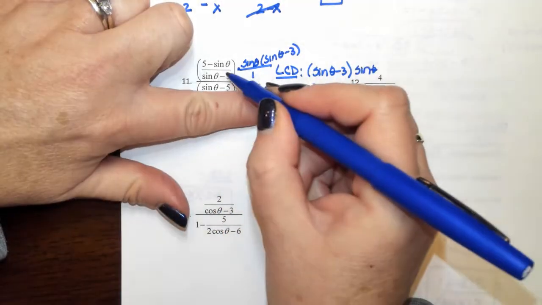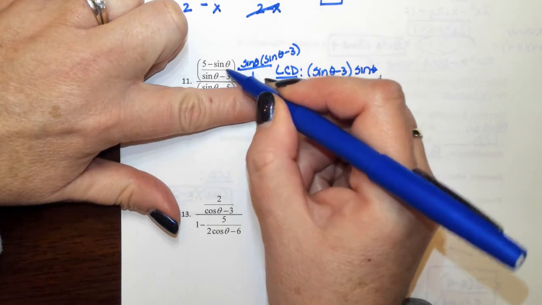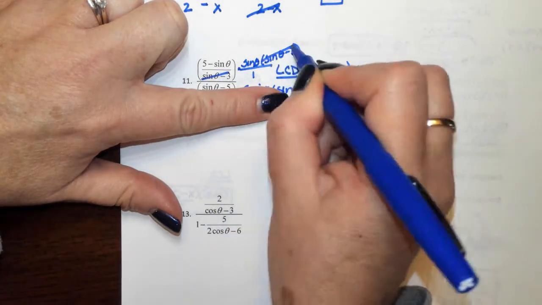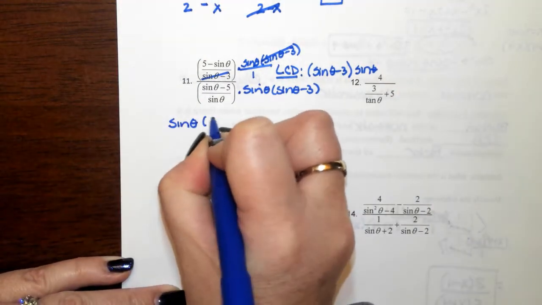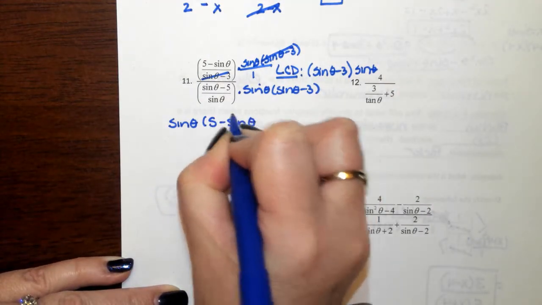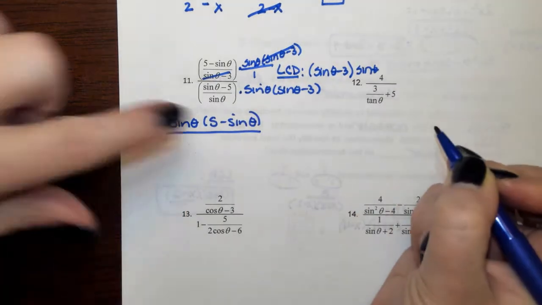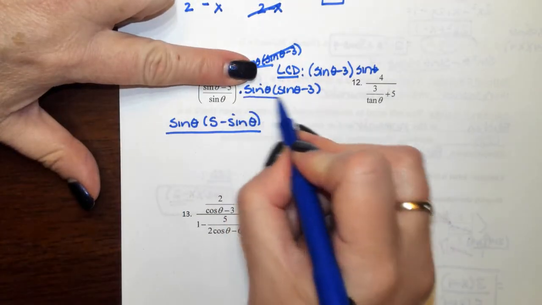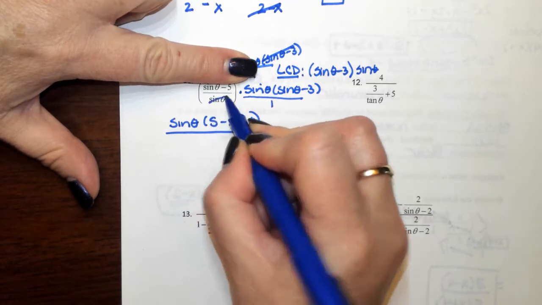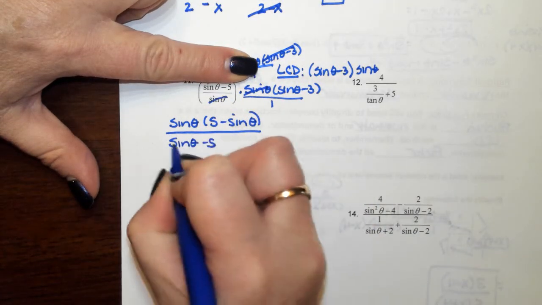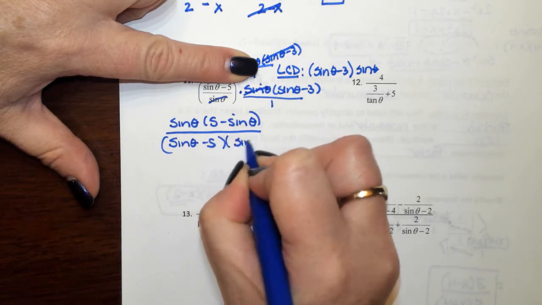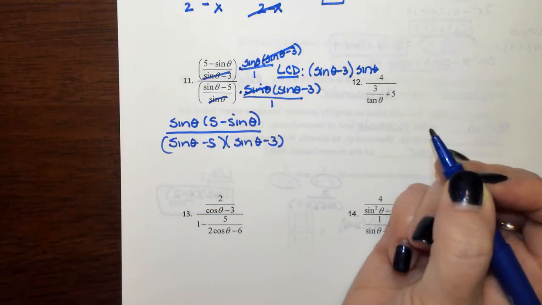So again, in the numerator, when you multiply the LCD by the fraction, the sine theta minus 3 is going to cancel. And I'm left with sine theta times 5 minus sine theta over... When you look at the fraction on the bottom, again, you could cross cancel the sine thetas, and you're left with sine theta minus 5 times sine theta minus 3.